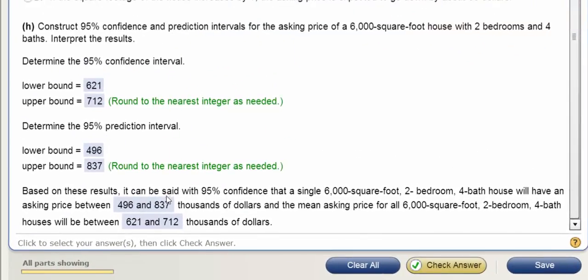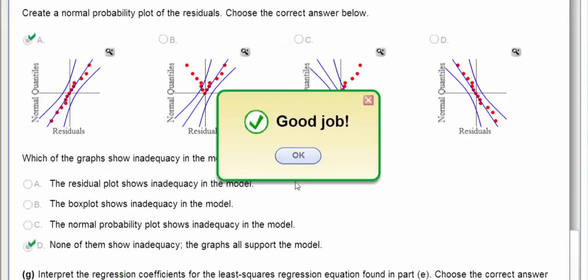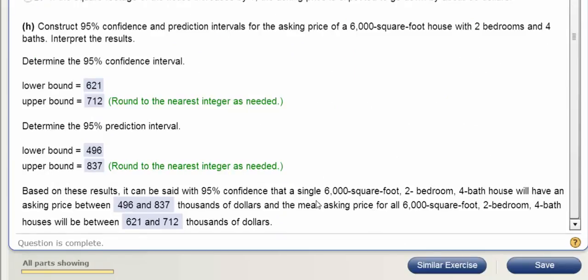So we can say, based on the results, it can be said with 95% confidence that a 6,000 square foot home with 2 bedrooms and 4 baths will have an asking price between $496,000 and $837,000. And then the mean asking price would be between $621,000 and $712,000. Right, so the mean corresponded to our confidence interval, and the prediction interval corresponded to this first result. We check our answer, and we get the good job, and I think we're finished.